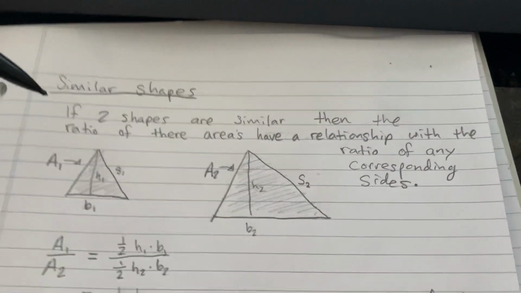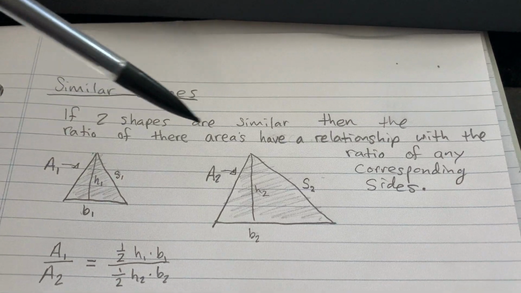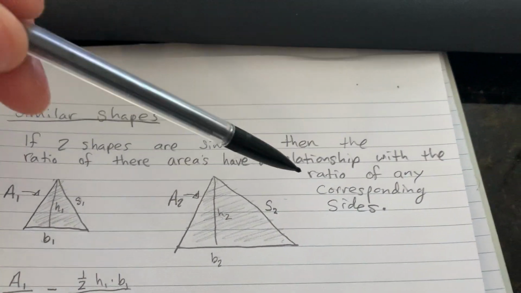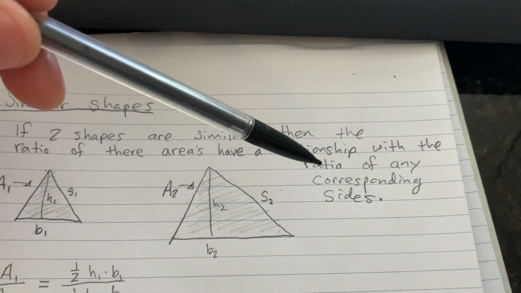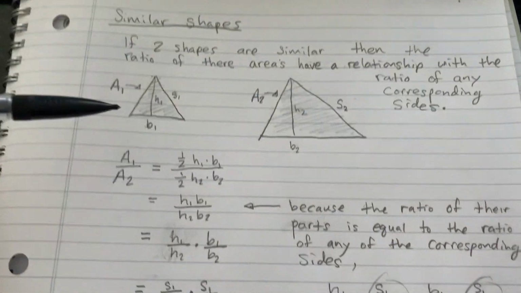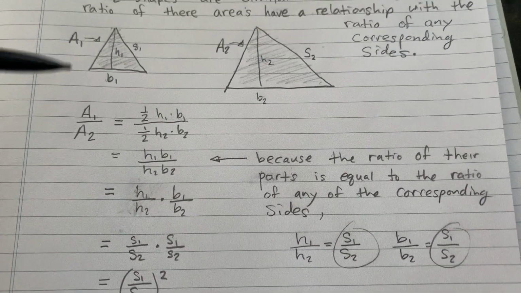And so there is a relationship going on. If two shapes are similar, then the ratio of their areas has a relationship with the ratio of the corresponding sides. And we're going to talk about that relationship. That's the only thing really in this section.